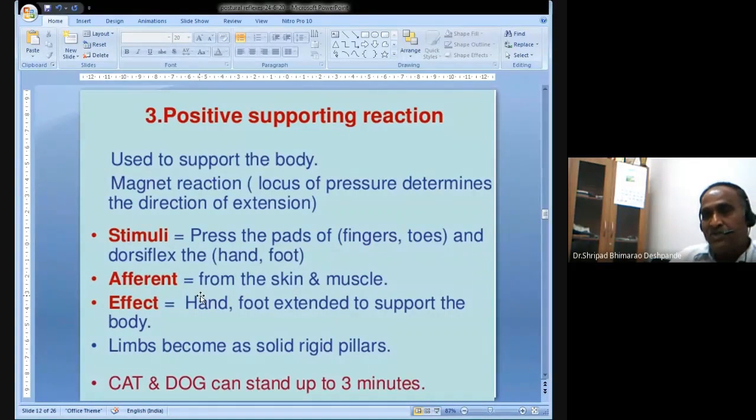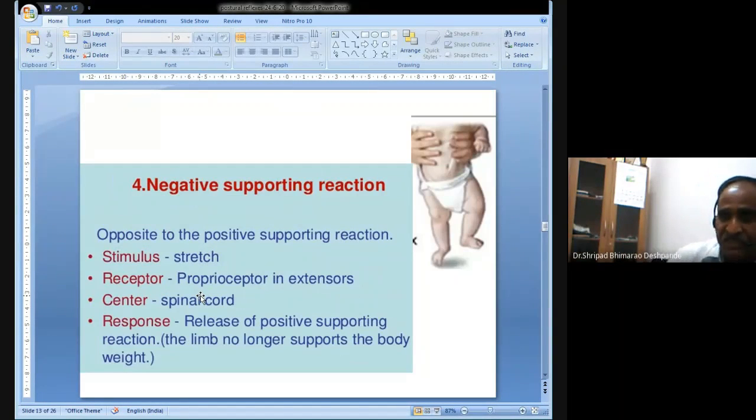for at least 2 to 3 minutes. But even in human infants, we can see this particular action. So now this is the positive supporting reaction. It is touching and giving, and now I am giving a negative. Because it cannot hold on to this thing, it withdraws, because this leg is providing the negative supporting reaction.